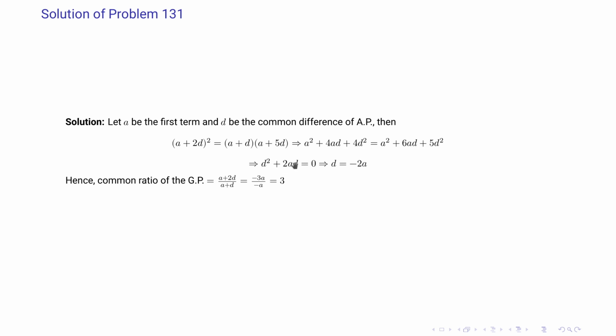Now D is not equal to 0, so we take out D and we will have D plus 2A is equal to 0, which gives us D is equal to minus 2A. Once we have this value of D, the common ratio of the GP can be obtained as the third term by the second term, that is A plus 2D by A plus D. Or if you want, you can choose the sixth term by the third term, that is A plus 5D by A plus 2D. It won't make a difference. So we substitute D is equal to minus 2A, the numerator becomes minus 3A and the denominator becomes minus A, and we have the common ratio of the GP as 3.